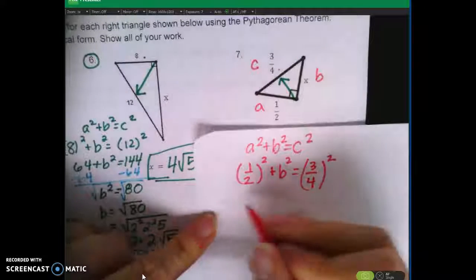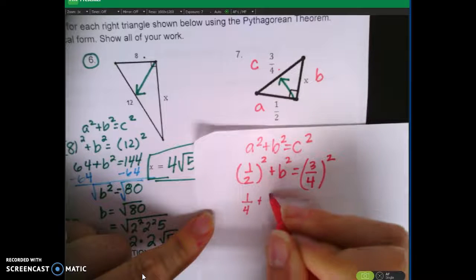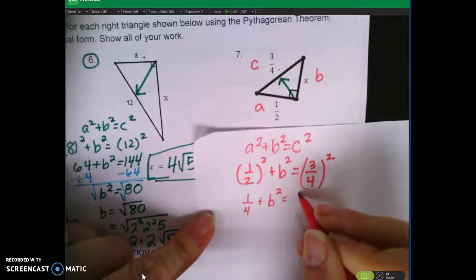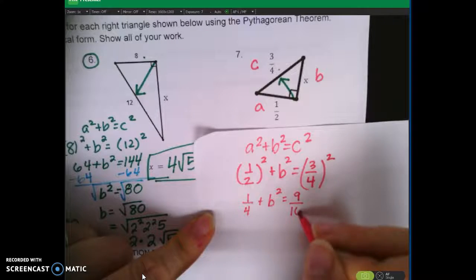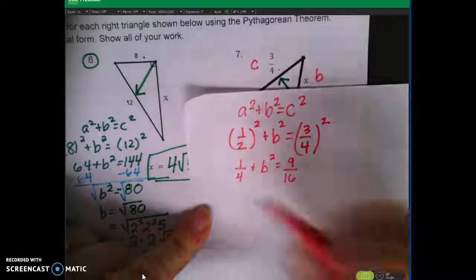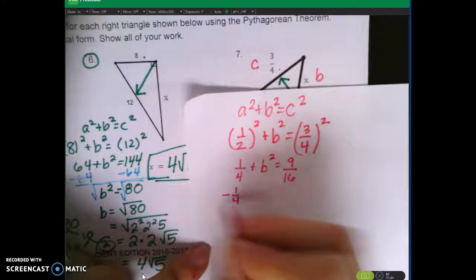1/2 times 1/2. 1 times 1 is 1, 2 times 2 is 4, plus b squared. 3/4 times 3/4. 3 times 3 is 9, 4 times 4 is 16. If I'm going to be solving for b, I need to subtract a quarter from both sides.